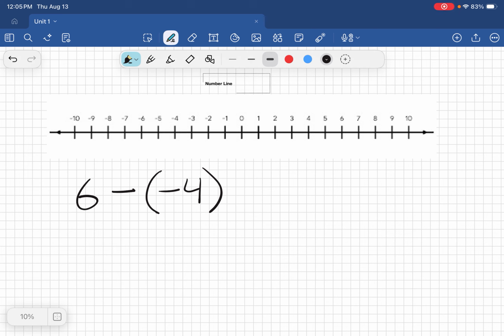All right, let's solve it together. We're subtracting negative 4. The opposite of negative 4 is positive 4. So we rewrite it as 6 plus 4. And 6 plus 4 is 10. 6 take away a negative 4 is also 10.